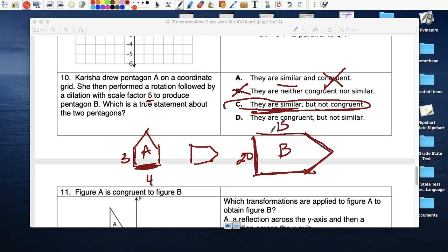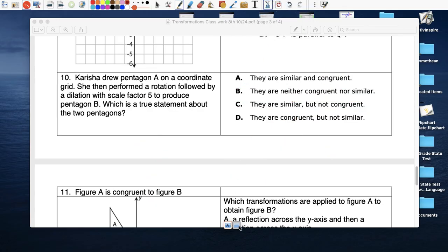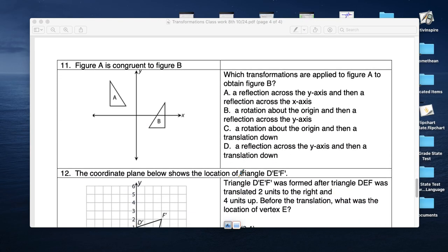If this was 3, this was 3. And we know that's not true. It's saying that it is, but it's not true. So the only one that's correct is letter C. They're similar, which means the sides were multiplied by the same scale factor, okay, but not congruent.